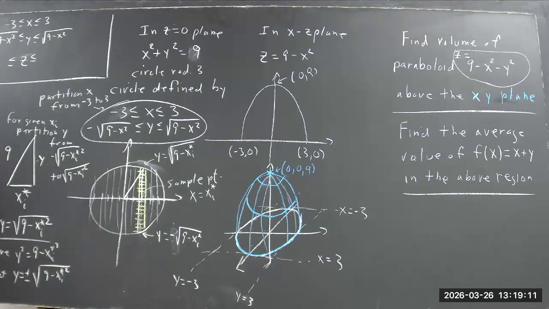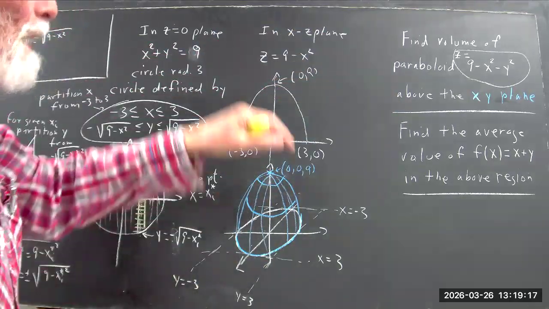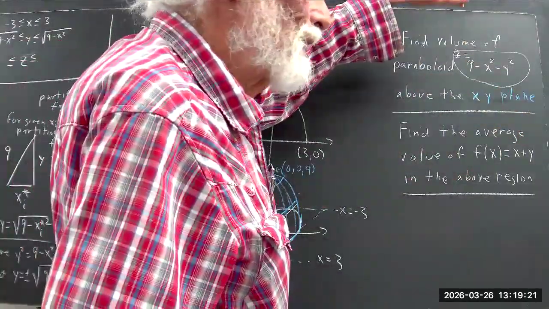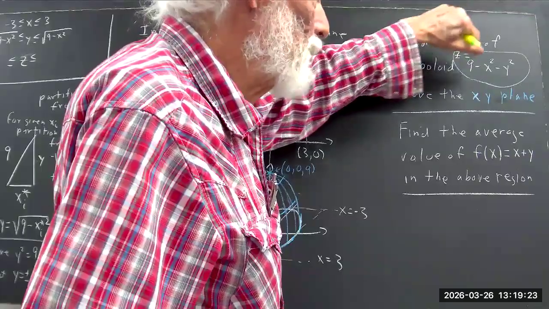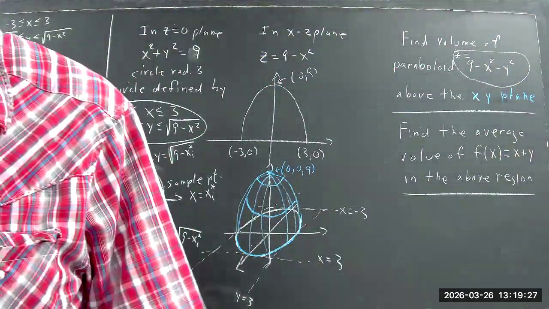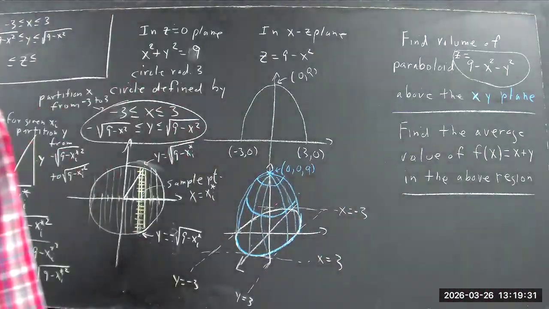So Z, we're talking about a paraboloid above the XY plane. If you have X and Y, this means this paraboloid has its boundary at Z equals 9 minus whatever X is squared minus whatever Y squared is. The floor is at 0 because it's above the XY plane.